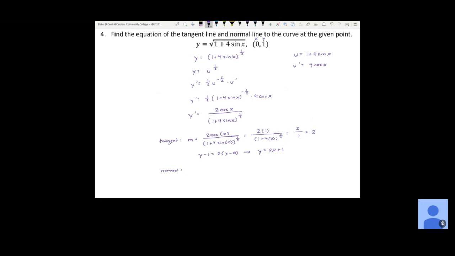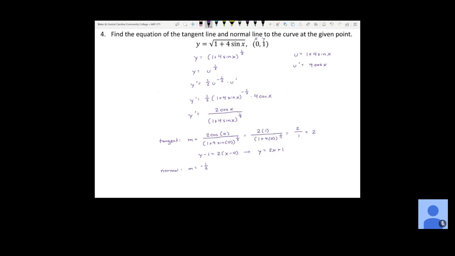Good. The slope is going to be the opposite reciprocal of whatever the slope for the tangent line was, because they have to be perpendicular. So I've got to flip it and change the sign. So our slope here is going to be negative 1/2. The reciprocal of 2 is 1/2, take the opposite sign, that makes it negative. Negative 1/2 is our slope.